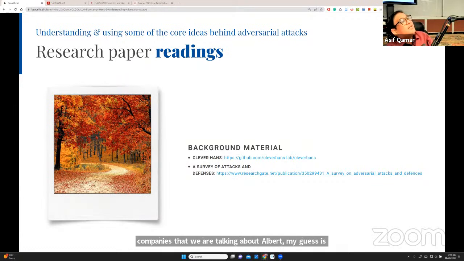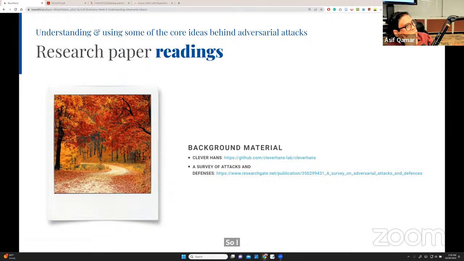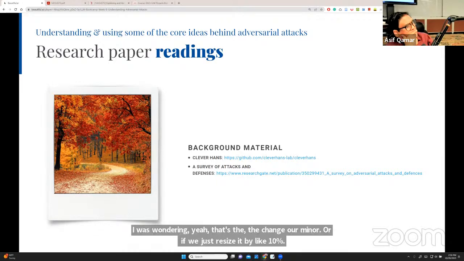Most people don't even know the easy solutions like this, right? So I was just wondering, like, the change our mind, right? What if we just resize it by like 10%? Would that affect the final result?